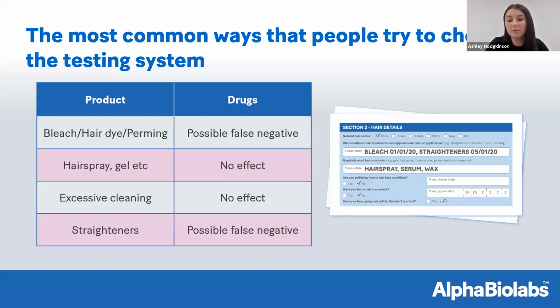So if your client bleaches, dyes or perms their hair or straightens it excessively, so daily, that could potentially result in a possible false negative for drug testing. However, any hairsprays, gels or excessive cleaning that they do during that time will have no effect on the sample. And this again would be detailed within your statement of witness report if it was disclosed by the client, and that's why they're always useful to go for.